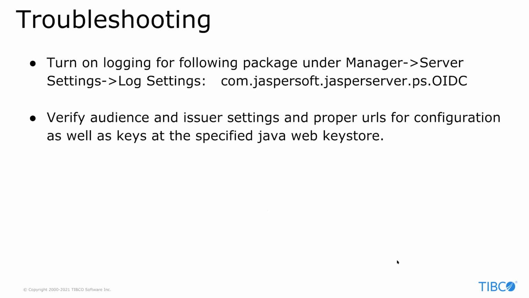Next slide. A little bit about troubleshooting. So the best troubleshooting that you can do with the source and the framework is to turn on logging for the following package that's shown here. You can do that under manage server settings, log settings on the server. And as you'll see when we go through the demo, there is some configuration around audience and issuer settings, as well as the URLs and keys for the Java Web Key Store. So those are always good to just verify and make sure that they are all correct.